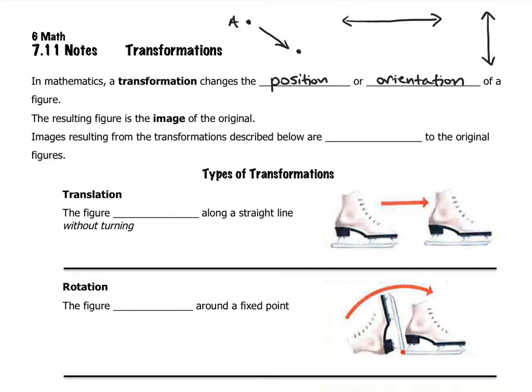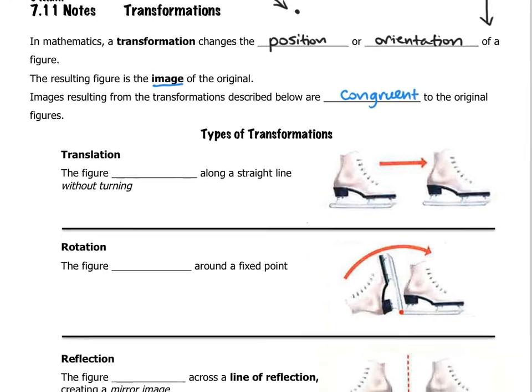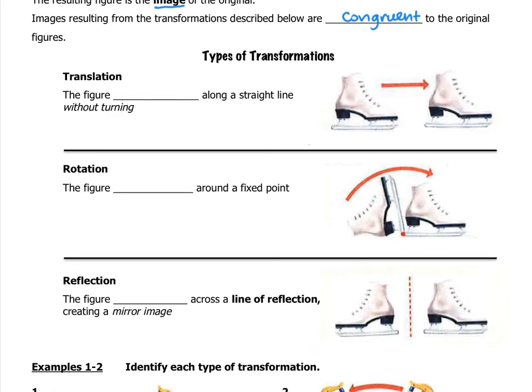Whenever we transform a figure, the resulting figure is what's known as an image of the original. Images are always congruent to the original figures whenever we do one of the following transformations to them. So there are three types of transformations we're going to look at in this lesson, and each of these transformations keeps the original and the image congruent to each other.